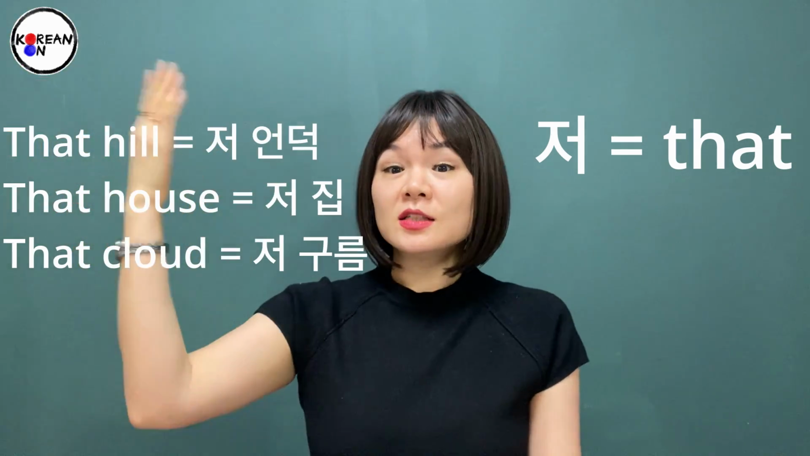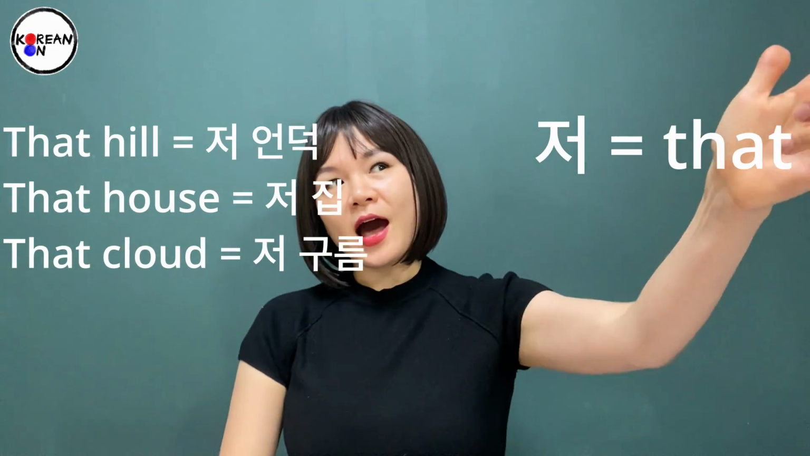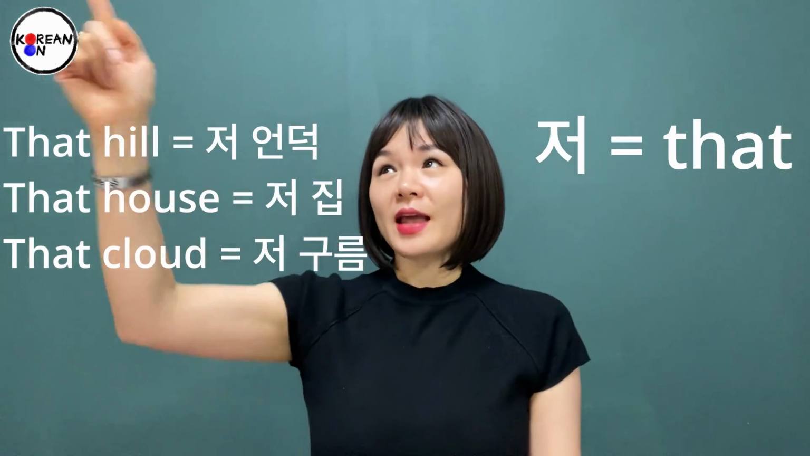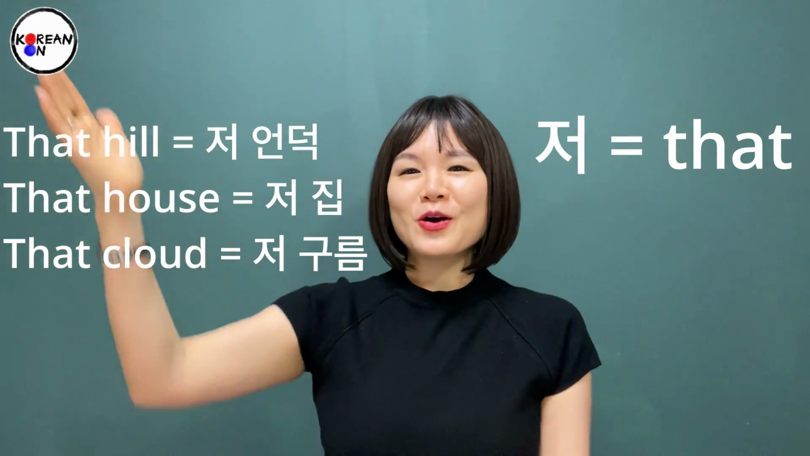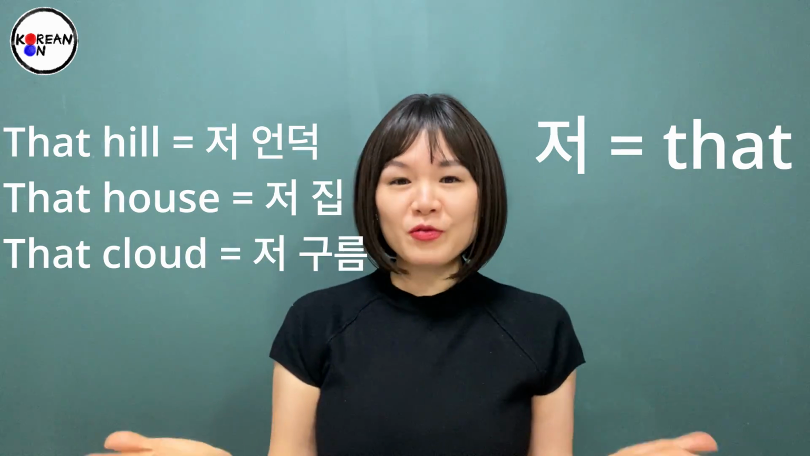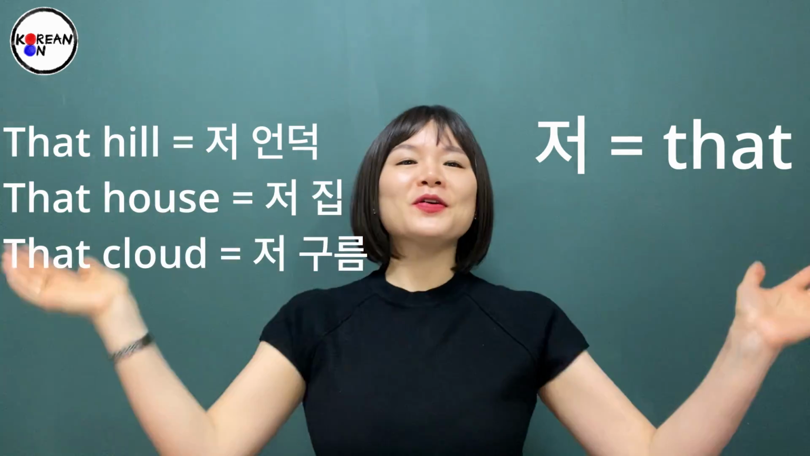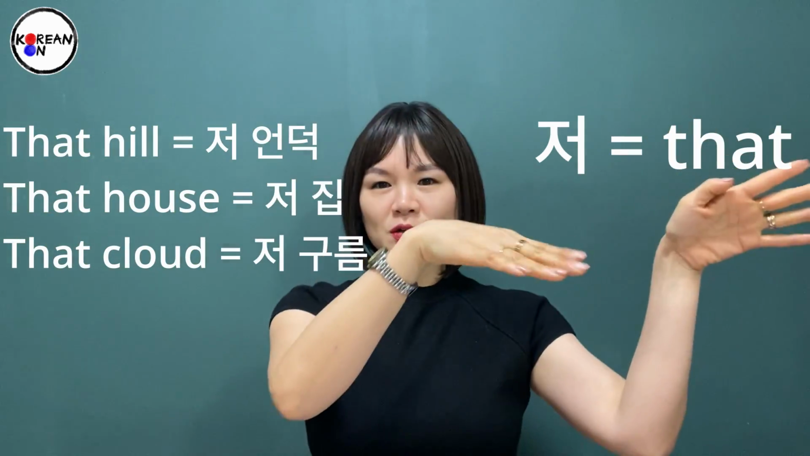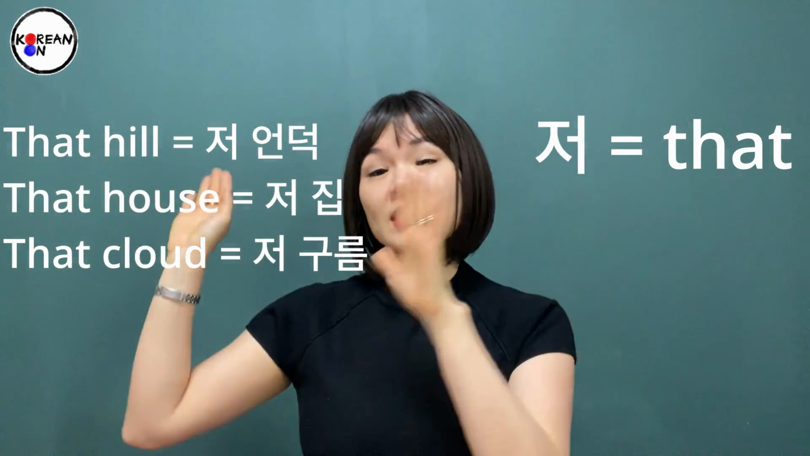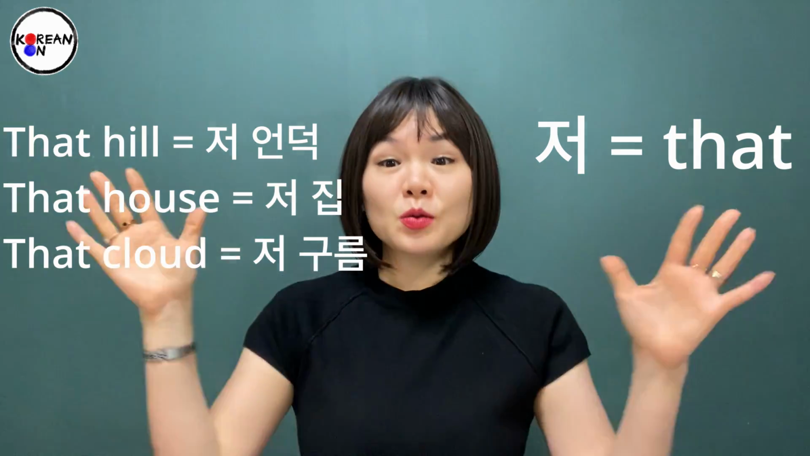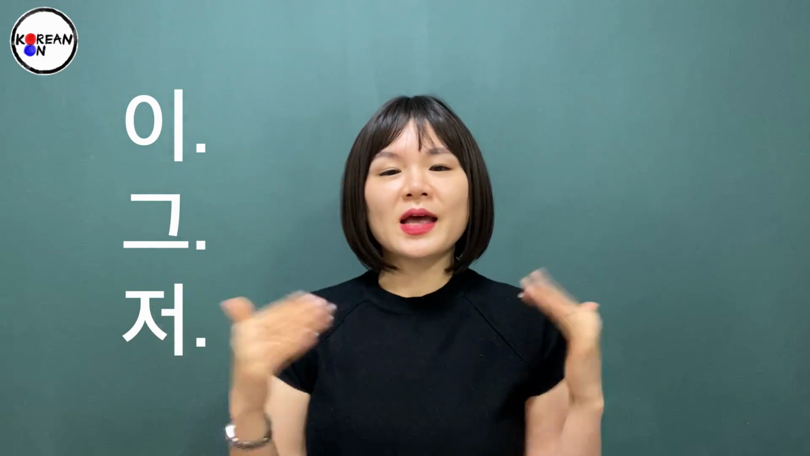And how about the 저? That hill, 저 언덕, that house, 저 집, that cloud, 저 구름. We can use 저, which is that, far from speaker and listener. Far from speaker and listener. So, those are used as adjectives, but this and that, or 이, 그, 저, are also used as a noun.